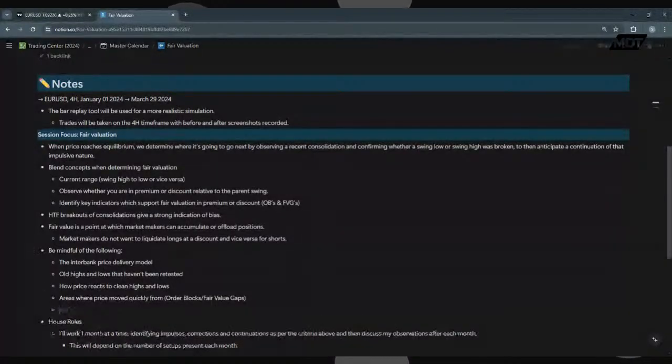Something I also want to add, in terms of being mindful, is the time at which key indicators form, i.e. kill zones.